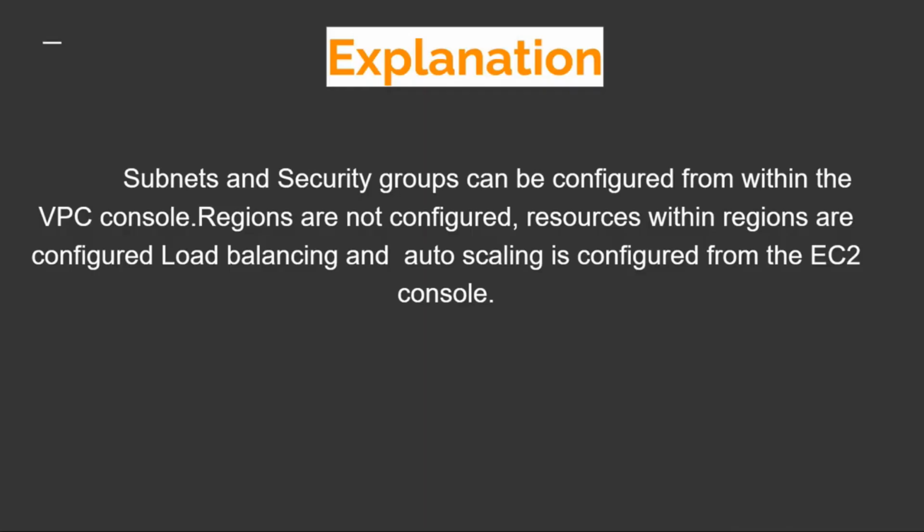5. Security groups. Explanation. Subnets and security groups can be configured from within the VPC console. Regions are not configured. Resources within regions are configured. Load balancing and auto scaling is configured from the EC2 console.